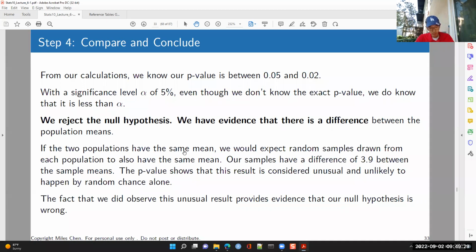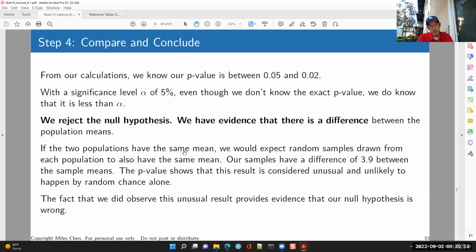So if the two populations do have the same mean, we expect our samples to have similar means. Is it possible that seniors and young adults can complete the same amount, and just by random chance we got a difference of 3.9? It's possible, but how often does that happen?